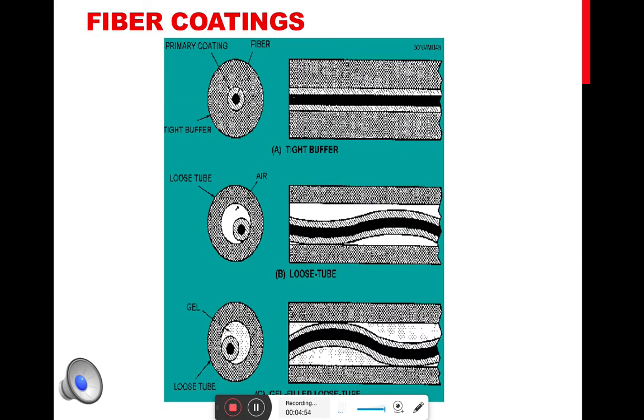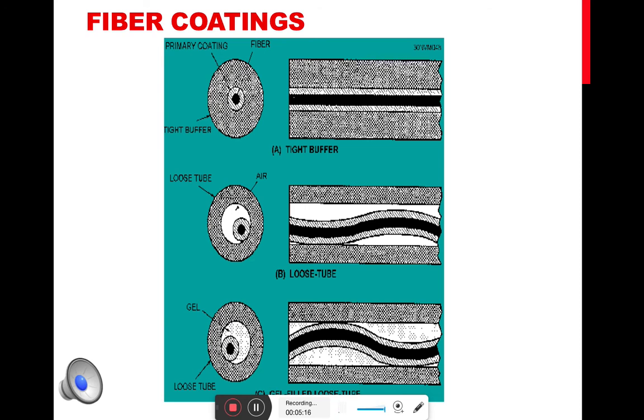So as you can see from the figure, we have different types of buffer coating available. That is tight buffer, loose tube, and gel filled loose tube. In the first figure, A, we have a fiber. Onto the fiber we give a primary coating as well as a secondary coating. In this figure we have already mentioned the primary coating.